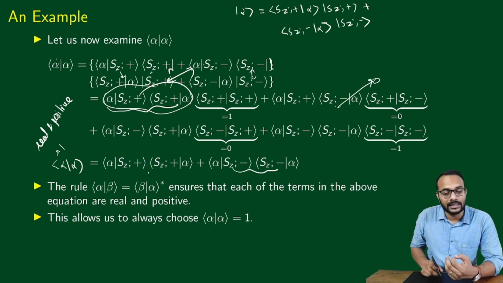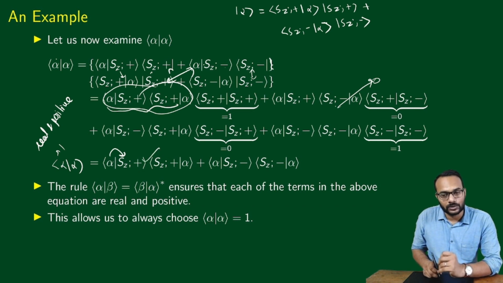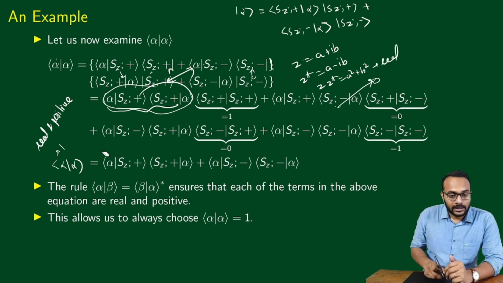How do we ensure that each of these is real? There's one way to do that. If bracket alpha sz plus is the complex conjugate of bracket sz plus alpha, then this is real, because you are multiplying a number with its complex conjugate and you always get a real number, right? Because if z is equal to a plus ib and z star is equal to a minus ib, then z star z is equal to a square plus b square, which is real. So we see that this can be real.